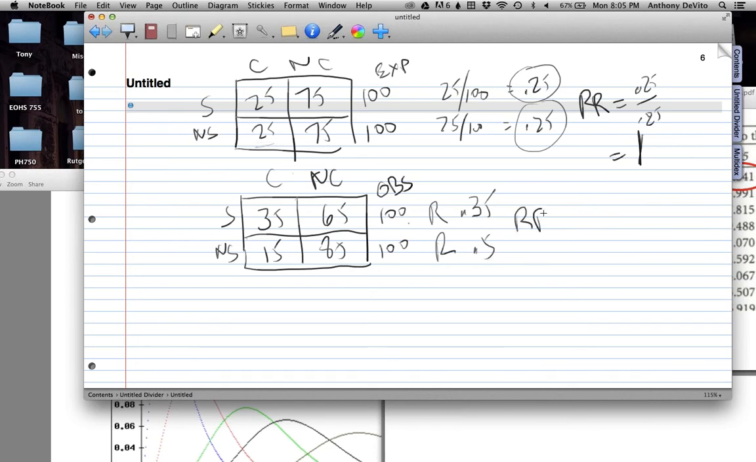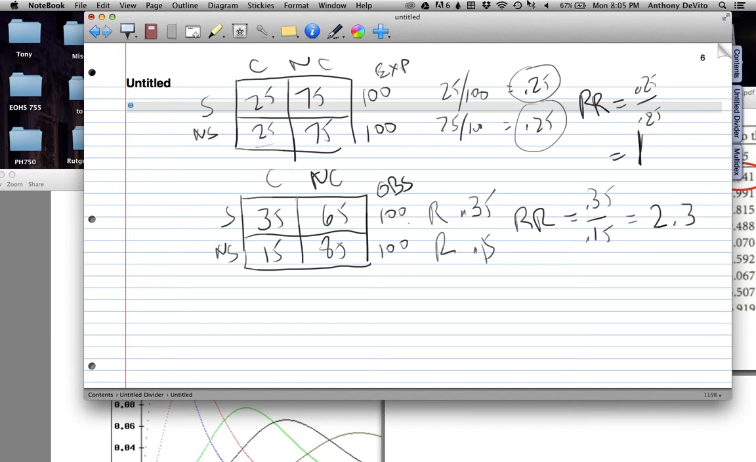So what's the relative risk for smokers versus non-smokers? The relative risk is 0.35 over 0.15. And what is that? That is 2.3, if I'm not mistaken, right? 2.3. You're 2.3 times as likely to have a chronic cough if you're a smoker than if you're a non-smoker, right? So that's one way of looking at this, right?